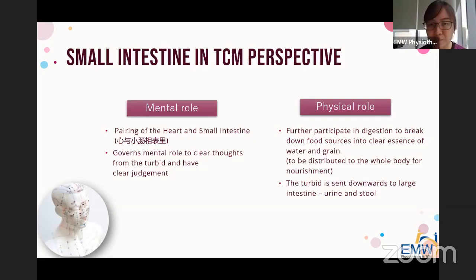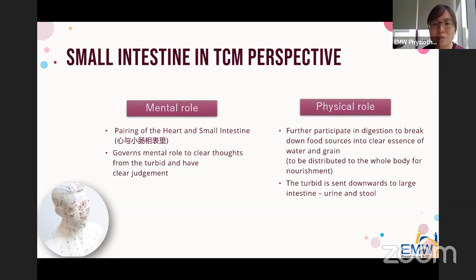for nourishment. So when we have celiac disease, this is not being well done. There isn't a good achievement of this 水谷精微 in the body. It's not just having this 水谷精微, it's also to have the turbid sent downwards to the large intestine and passed out as urine and stool. So for digestion, it's always back to the basics of nutrient absorption and waste excretion.